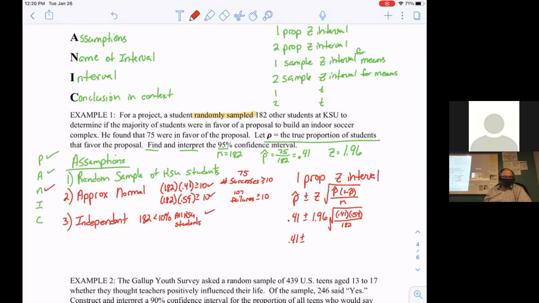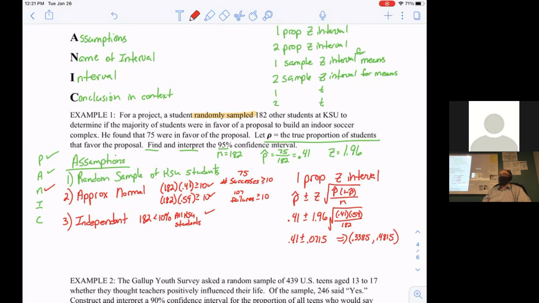On this particular problem, I will go ahead and write this. It's 0.0715. So that means if we took 0.41 and added on my margin of error, we're going to get a right boundary of 0.4815. If I took 0.41 and subtracted off the 0.0715, that's going to give me a left boundary of 0.3385. So I have created a margin of error.